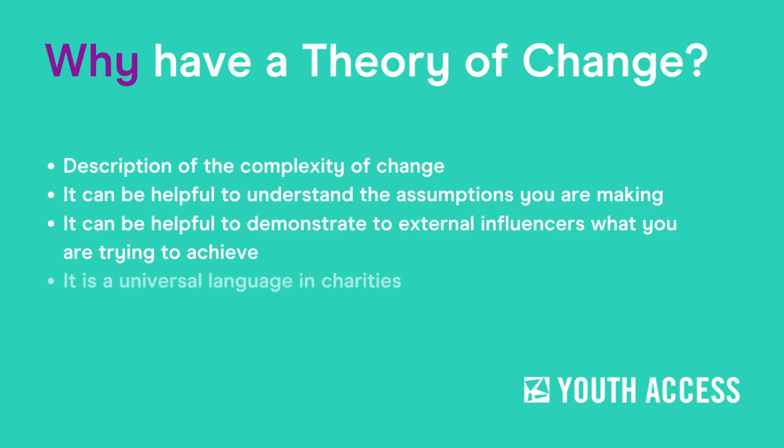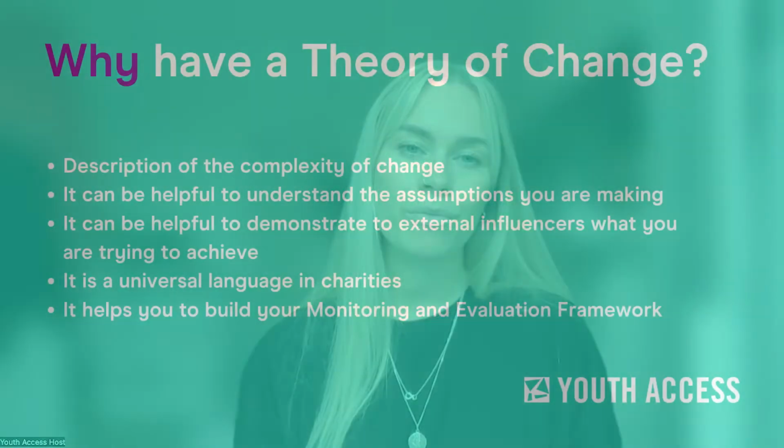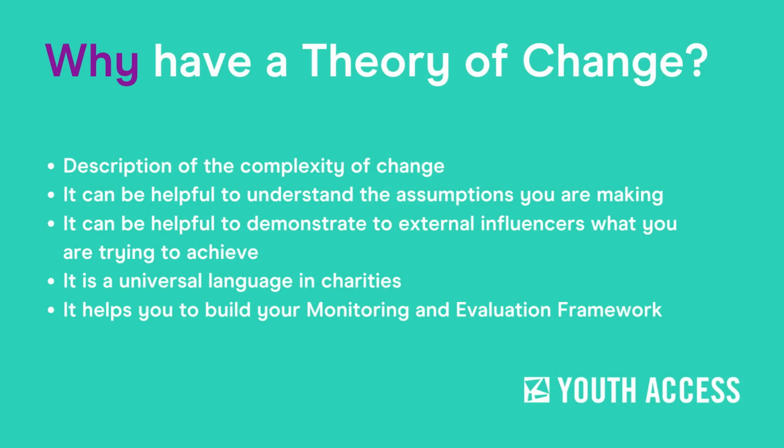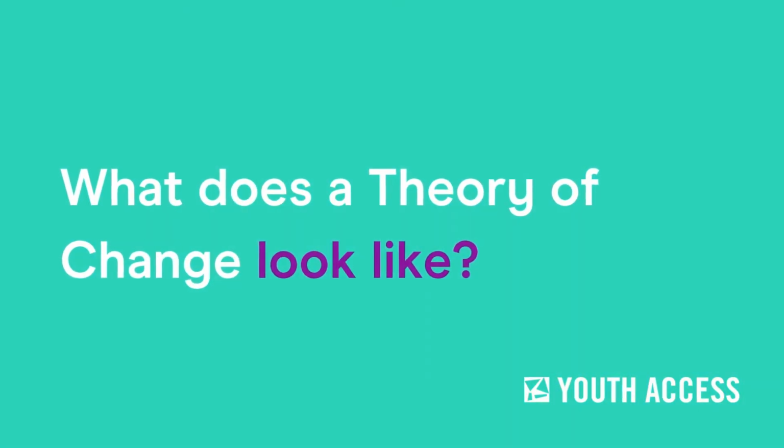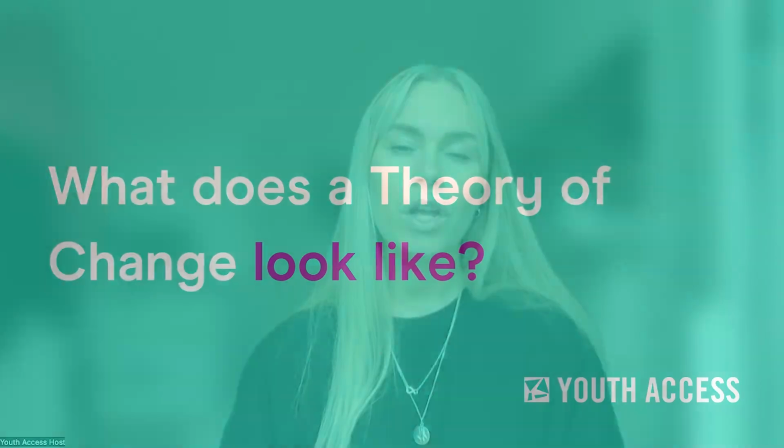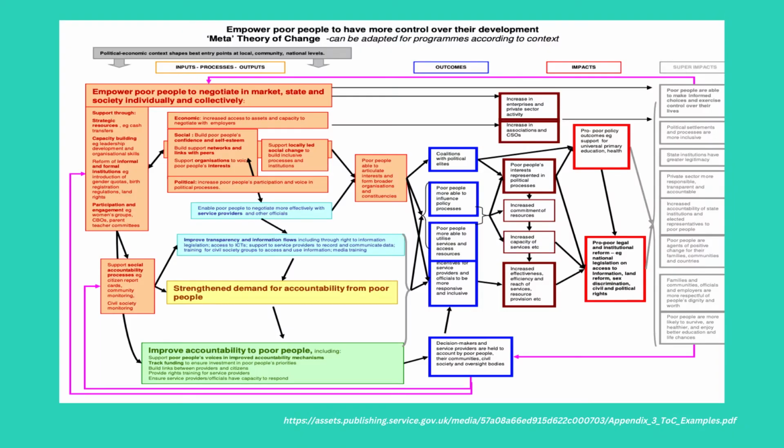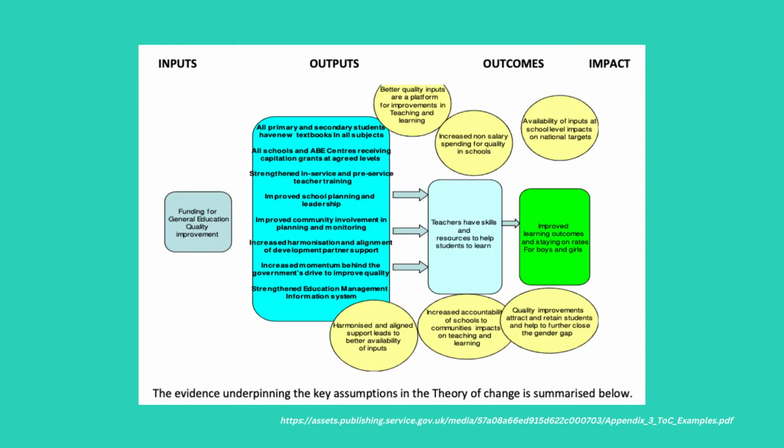The theory of change also provides a universal language. It's very standardised language used in theory of change, so across organisations and across stakeholders. It also helps you to build a monitoring, evaluation, and learning framework. It helps you to understand what it is you're going to measure to make sure that you're achieving what you said you're going to achieve. What does a theory of change look like? Theories of change look different across organisations, across projects, across teams.